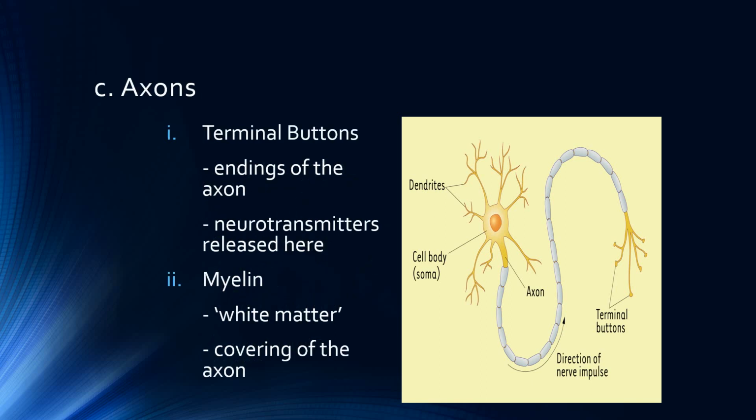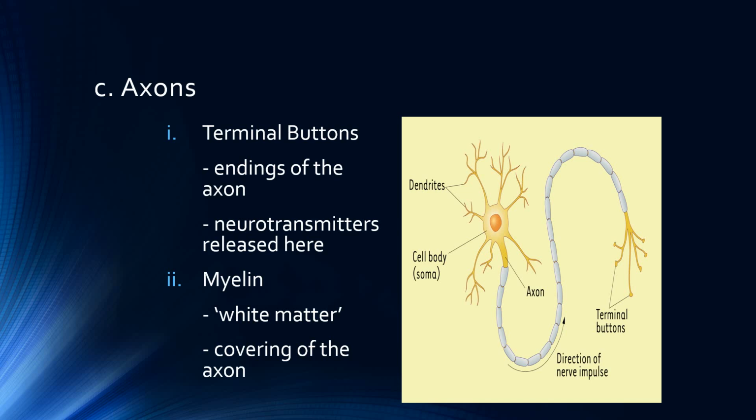The terminal buttons are the endings of the axon. This is where neurotransmitters are released. So neurotransmitters are bundled in vesicles. When an action potential reaches the terminal buttons, it causes the binding of calcium.